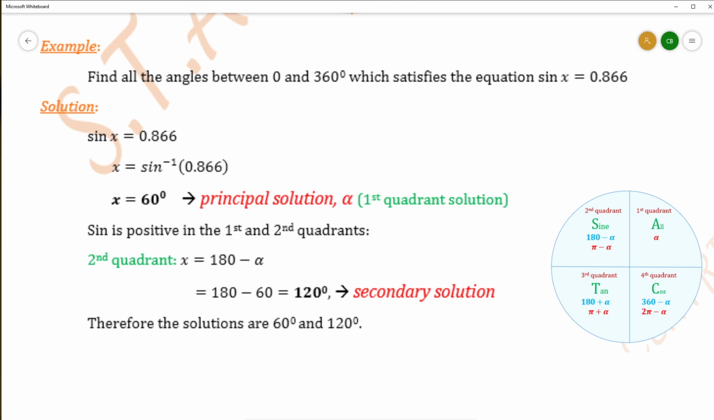Next, we are going to look at our first example. Find all the angles between 0 and 360 which satisfy the equation sine x equal 0.866. So our solution would be to start off with our equation which is given. Then to solve for x, we would have sine inverse of 0.866. When we put that into our calculator, we would have x equal 60 degrees, and that gives our principal solution, or alpha, which is our first quadrant solution.